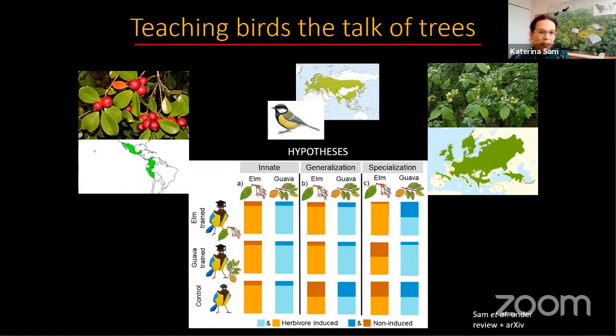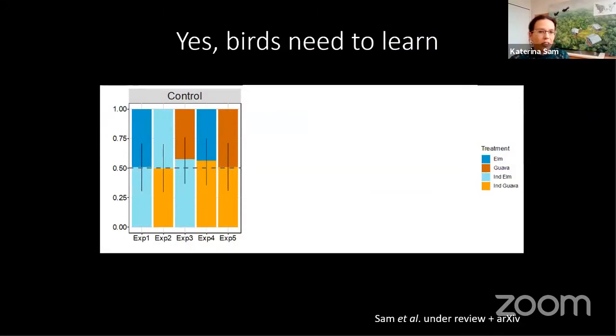And we were assuming that if the ability is innate, the birds will react to any type of herbivore-induced tree. If they are capable of generalization, they will prefer any herbivore-induced tree if they are trained to some of them, but the control birds will behave randomly in the experiment. And finally, if the birds are learning one odor at a time, they will only follow the smell of the tree they were trained to. And this is what we saw in the control babies. First, we were offering them random variations of the elms, induced elms, guavas, induced guavas. And in the experiment, they were behaving rather randomly, flying from one tree to another, spending 50% there and 50% on another sapling.